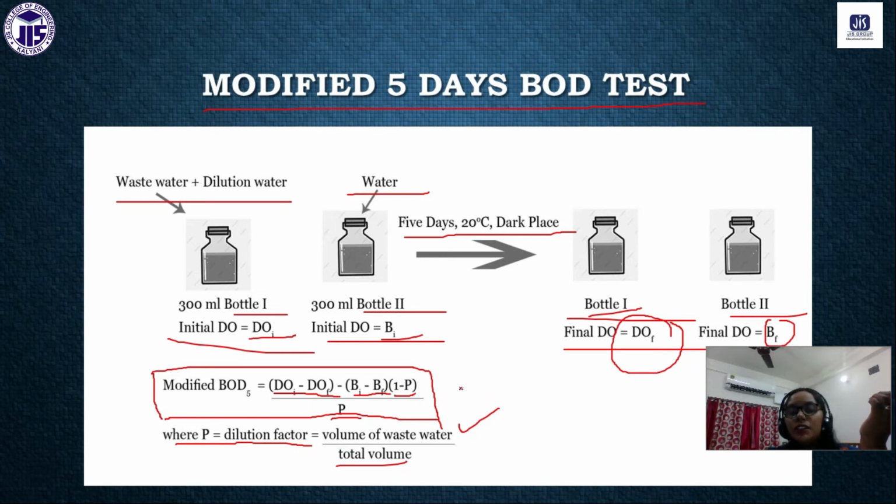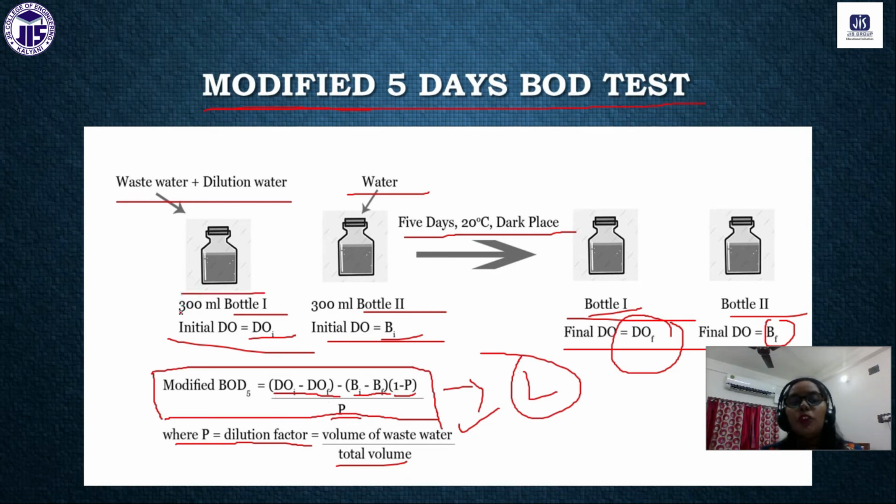Now look at this second equation. The first equation we already got from the previous 5 days test, and this is the second equation that we have got from the modified test. Understand? Look here, DOI minus DOF, that means for this bottle, the initial value of dissolved oxygen minus the final value of dissolved oxygen. This subtraction will give you the actual BOD of bottle 1, that is the total BOD.